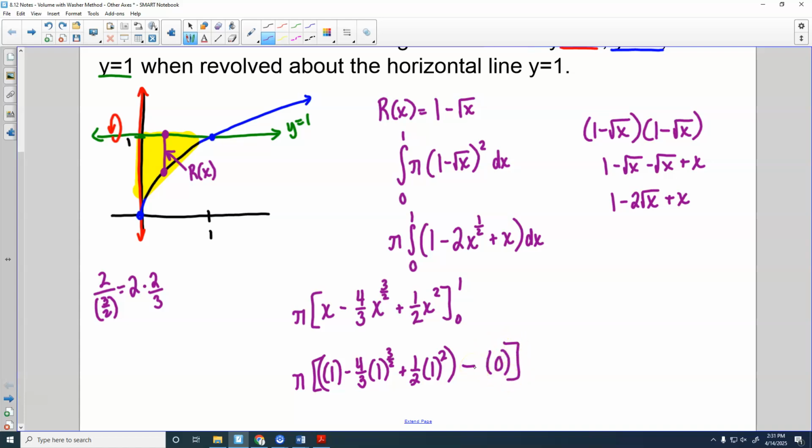Don't always assume that's going to be the case, but if you plug in a 0 here, a 0 here, and a 0 here, all your terms are 0. If you have something like cosine or logs or something like that, be careful with it. It's not always 0.